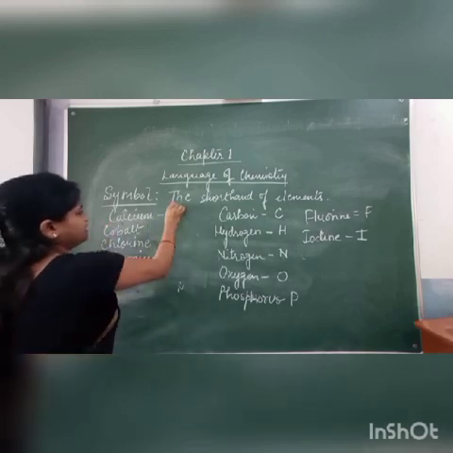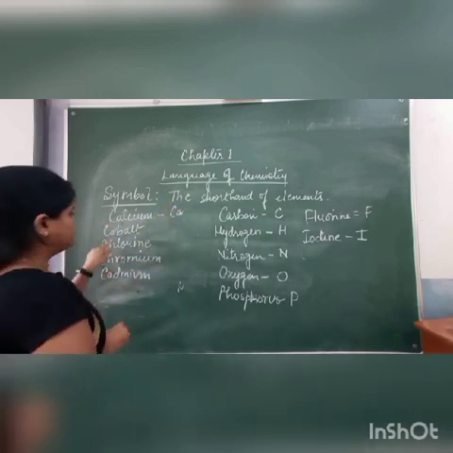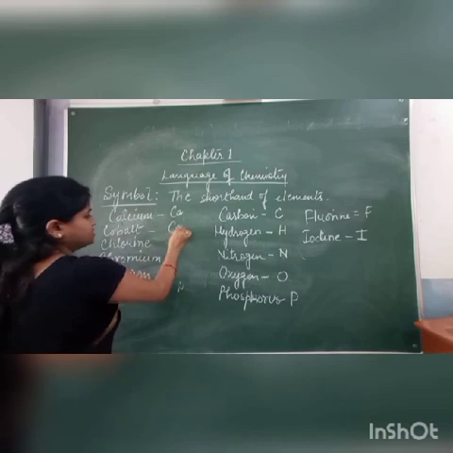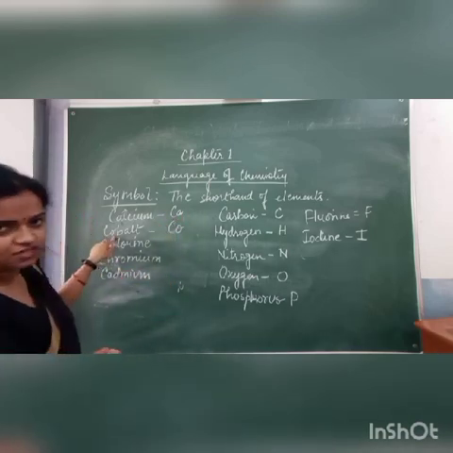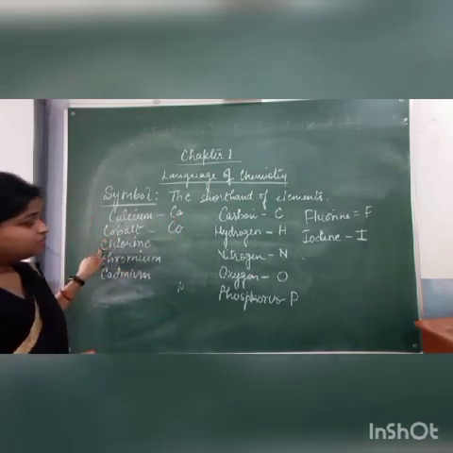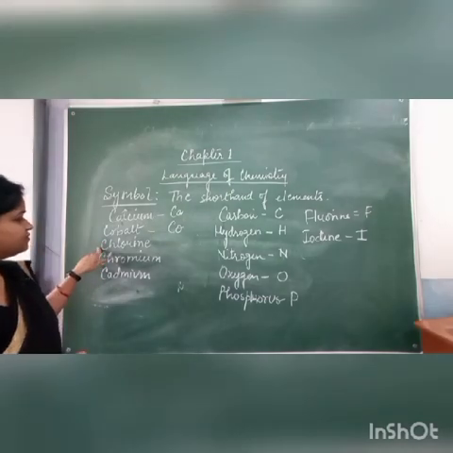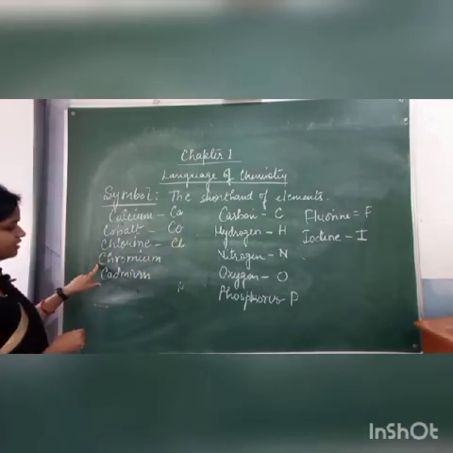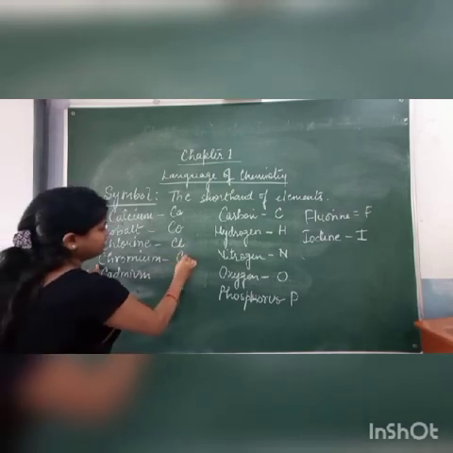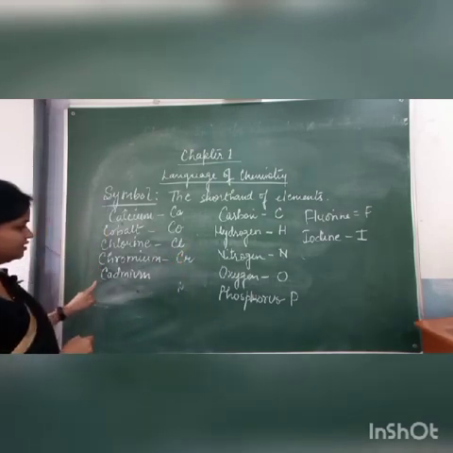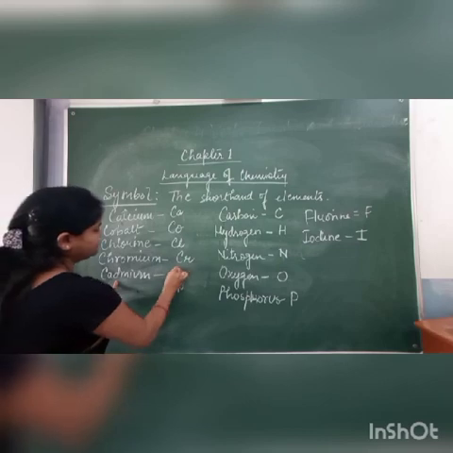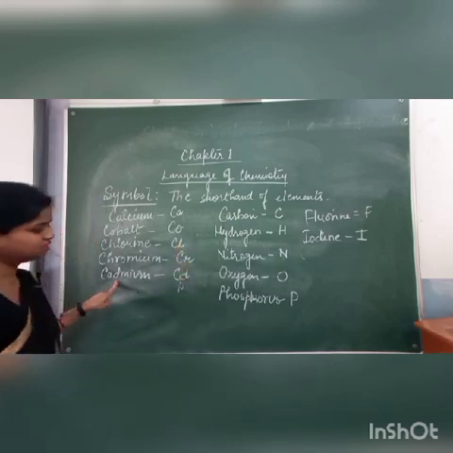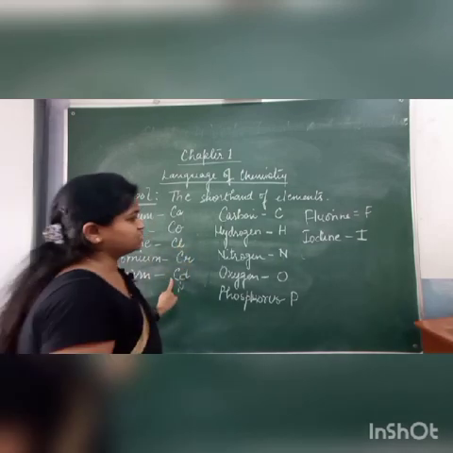Therefore for calcium he gave us the symbol Ca. For cobalt he gave the symbol Co, where he has taken the first and second letter. In case of chlorine he has taken the first and third letter, C and L. In case of chromium again the first letter and third letter. And in case of again the first letter and third letter. So this is about the second rule.